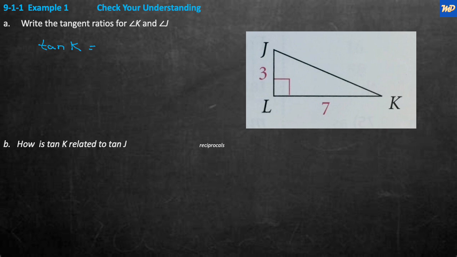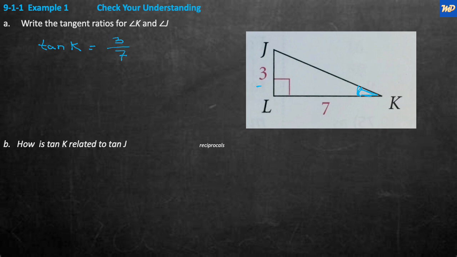Well, here's K, down here. This is angle K right here. And the opposite is JL, which is a 3. And the adjacent is LK or KL, which is a 7. So it's the opposite, 3/7. Okay? Now, what's the next question they're asking here?